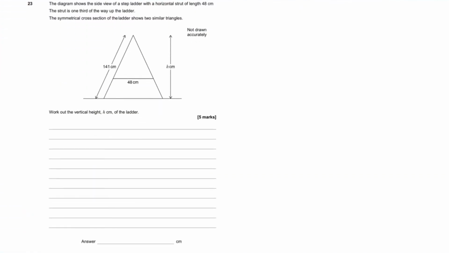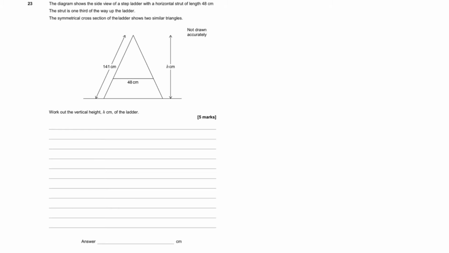So our first question says, the diagram shows the side view of a step ladder with a horizontal strut of length 48 centimetres. The strut is 1/3 of the way up the ladder. The symmetrical cross-section of the ladder shows two similar triangles. Work out the vertical height h centimetres of the ladder.